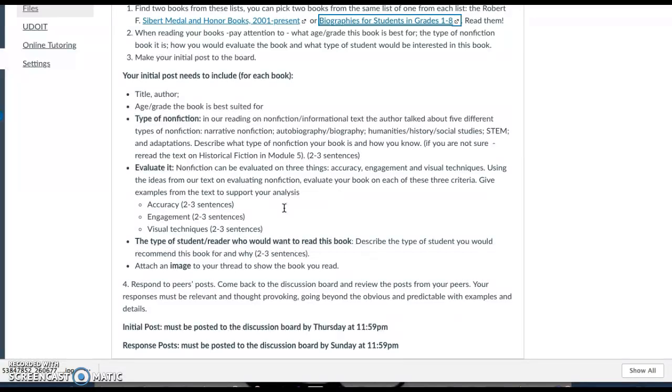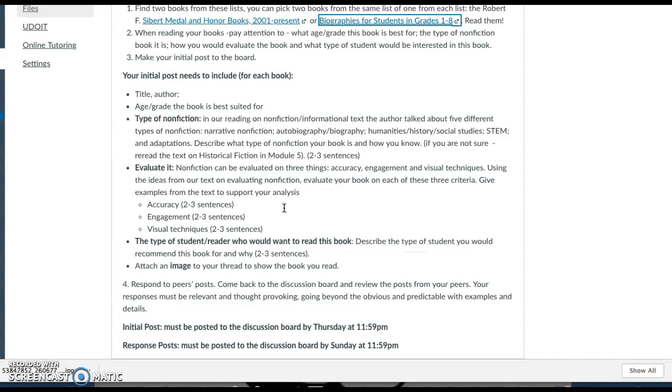And then you're going to evaluate it. Nonfiction can be evaluated in 3 things: if it's accurate, the engagement, and visual techniques that it uses to grab its audience. So using the ideas from our text, which you will gather from your reading organizer, which is due this week on Tuesday, you will then evaluate nonfiction with the 3 criteria: accuracy, 2 to 3 sentences, engagement, 2 to 3 sentences, and visual techniques. You can use examples here. It does not have to be real long, but just gives me the basis that you understand each one of these areas that we use to evaluate nonfiction books.